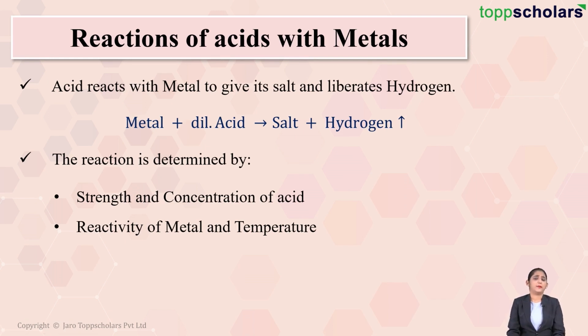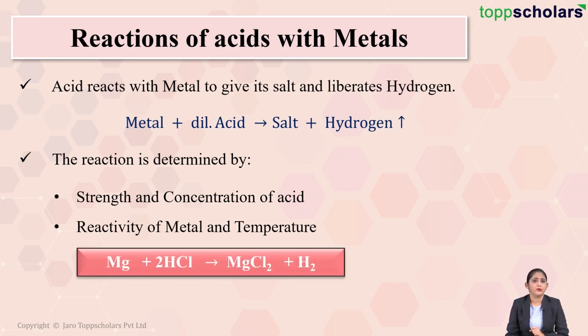Let's take some examples. The first example we have over here is of magnesium metal. Magnesium metal reacts with dilute hydrochloric acid, resulting in the formation of magnesium chloride, which is a salt, along with the liberation of hydrogen gas. So, friends, remember, whenever a metal reacts with dilute acid, it results in the formation of its salt, along with the liberation of hydrogen gas.